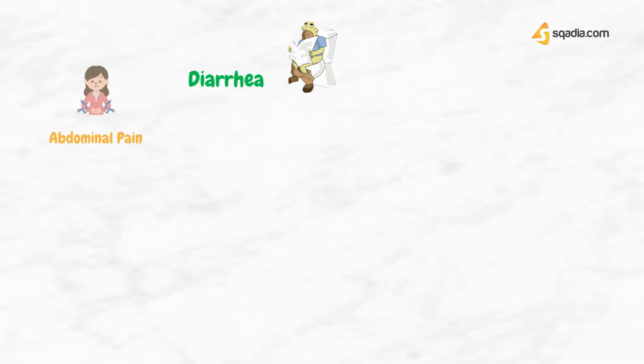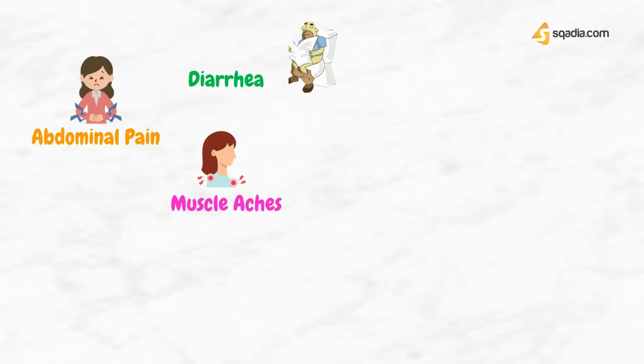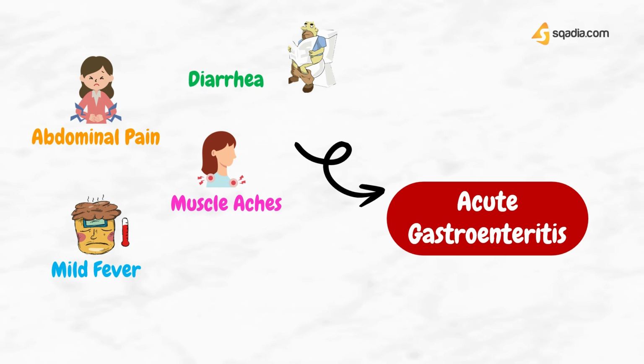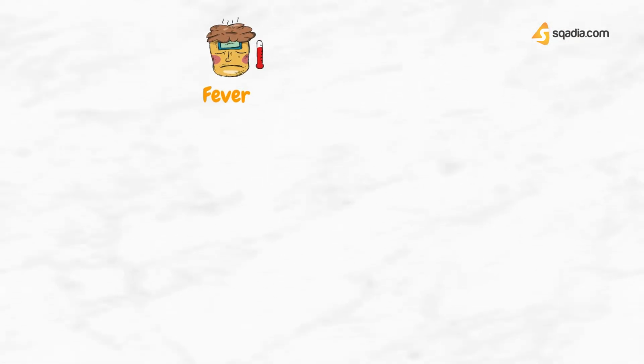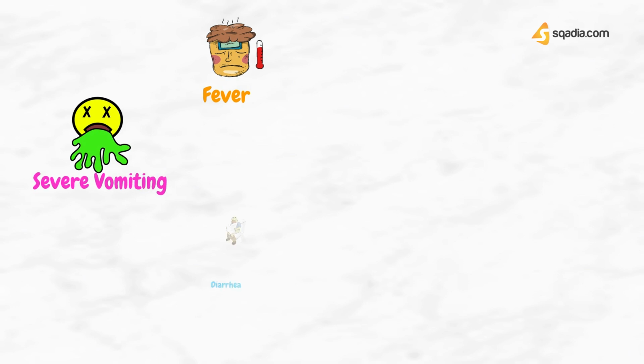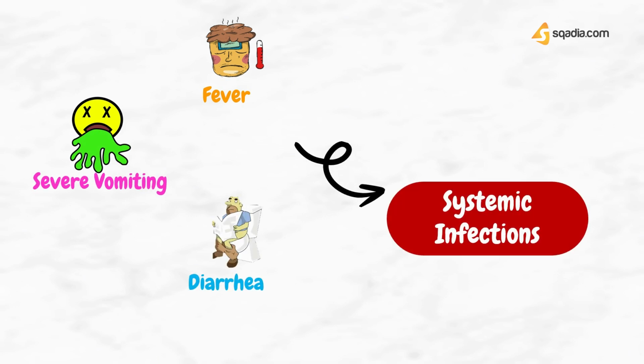So if the patient has diarrhea, abdominal pain, muscle aches, and mild fever, then they might have acute gastroenteritis, which is the infection of the stomach. Well, if the child has fever, severe vomiting along with diarrhea, then there's a chance that they might have a systemic infection, which is a body-wide infection, perhaps resulting from any ear infection, tonsillitis, or kidney infection.